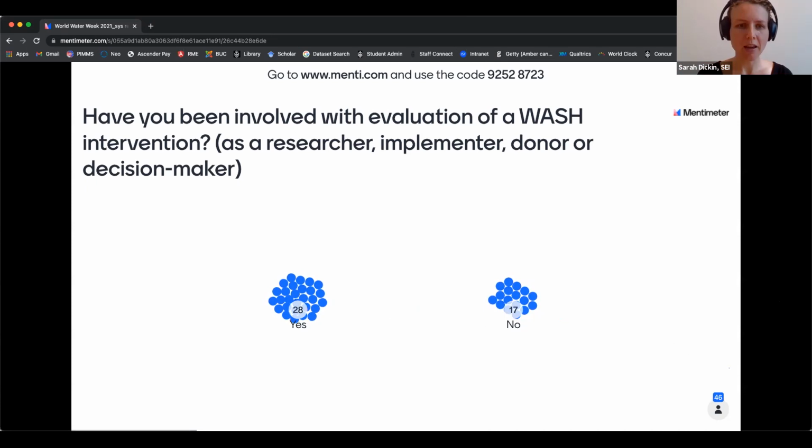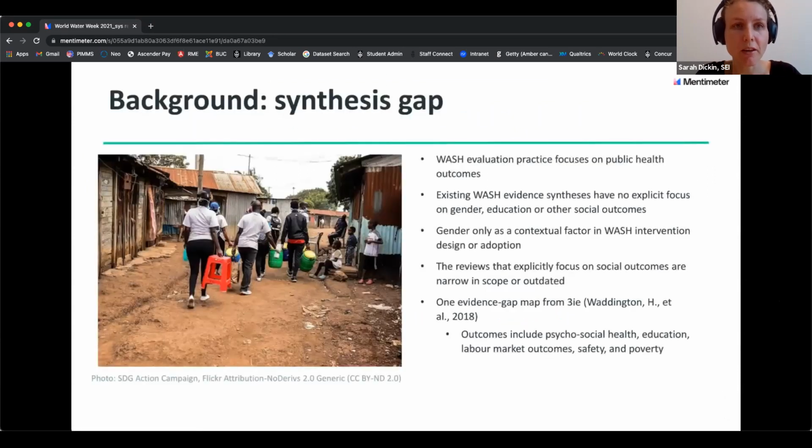Great, so it looks like we have a bit of both. Just over half of participants here today have been part of an evaluation, but we also have a group of participants who haven't been part of an evaluation. So I think this is a good mix to continue our session. Now I'd like to pass it over to Biljana Makura, who's going to take us through today's presentation.